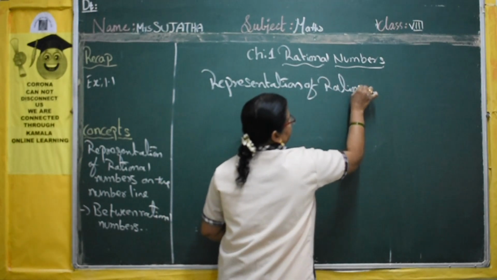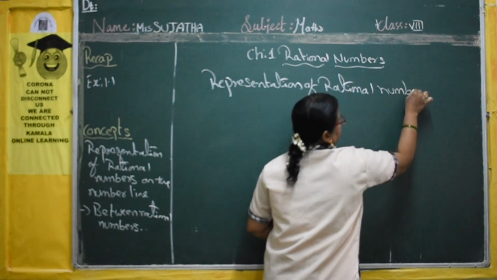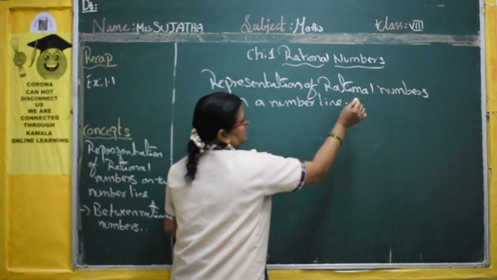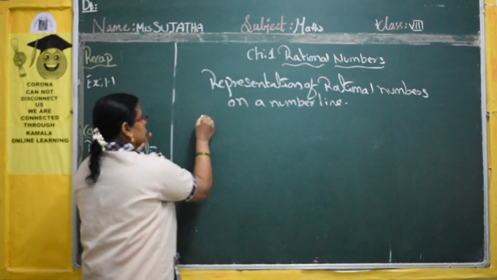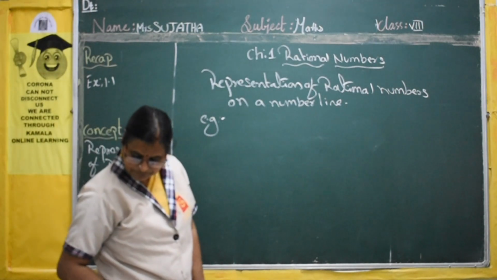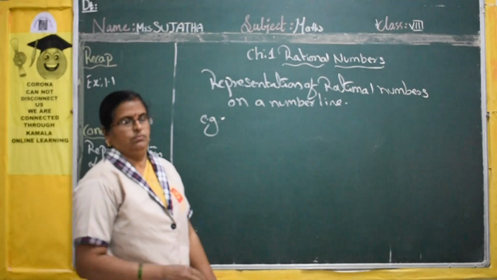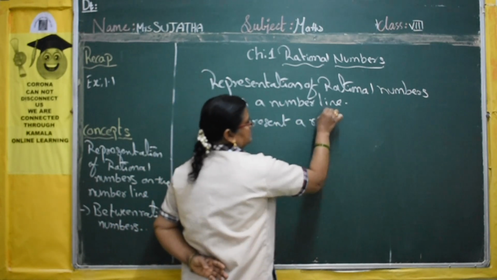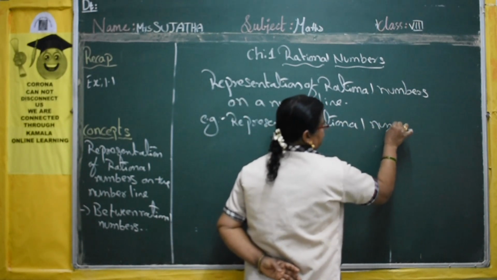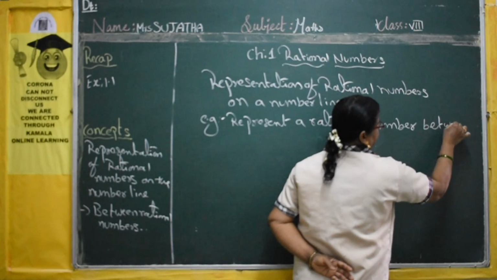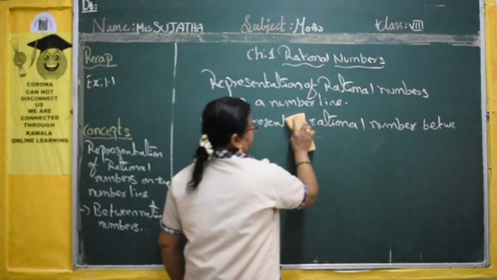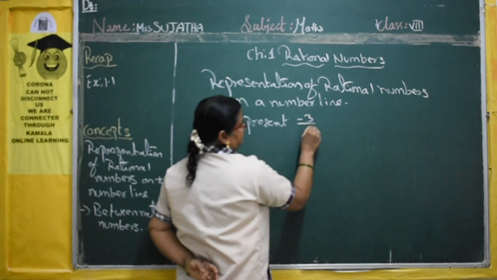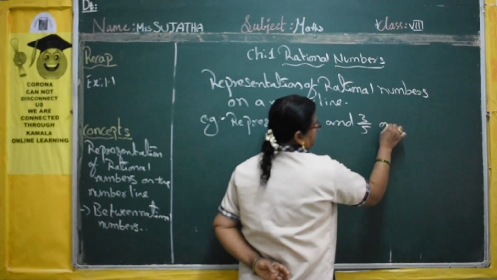rational numbers on a number line. Now see, for example, represent a rational number between 1 and 2. Now represent minus 3 by 5 and 3 by 5 on a number line.